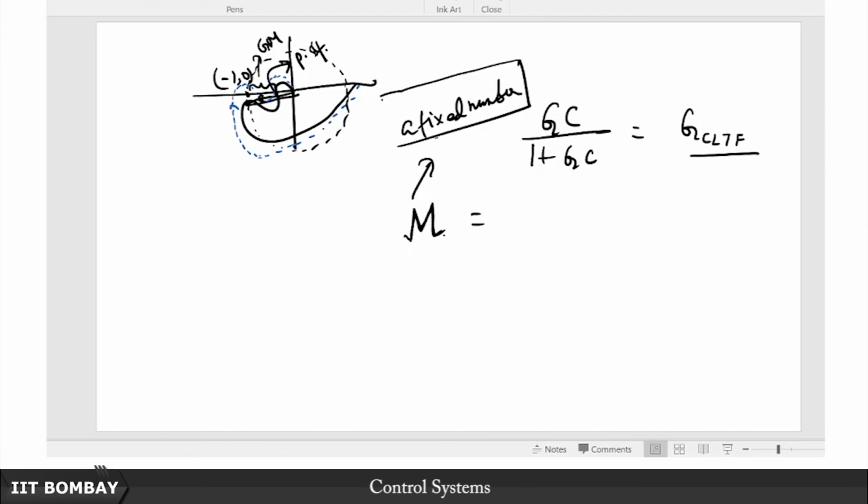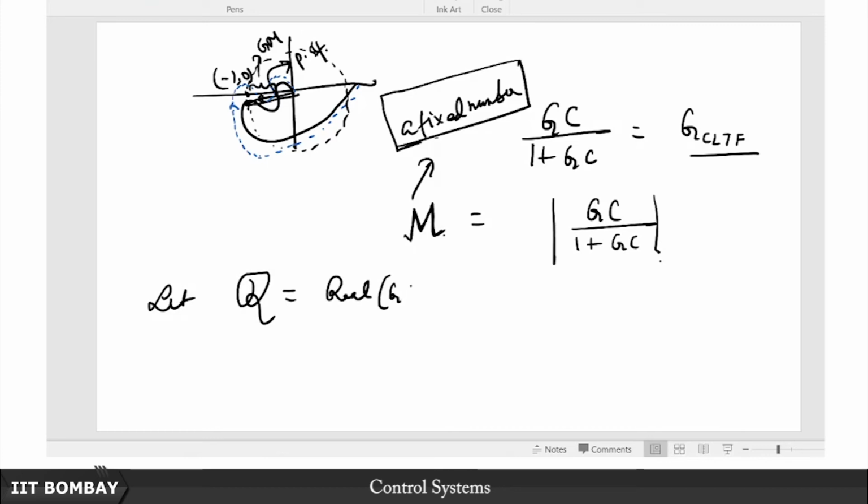So suppose I want the closed loop gain to be this m. Then I wonder at what frequency I should be operating. So this is going to be nothing but mod of Gc upon 1 plus Gc. So let R equal the real part of Gc, of course this is all evaluated at j omega, and let I equal the imaginary part of Gc, of course at j omega.